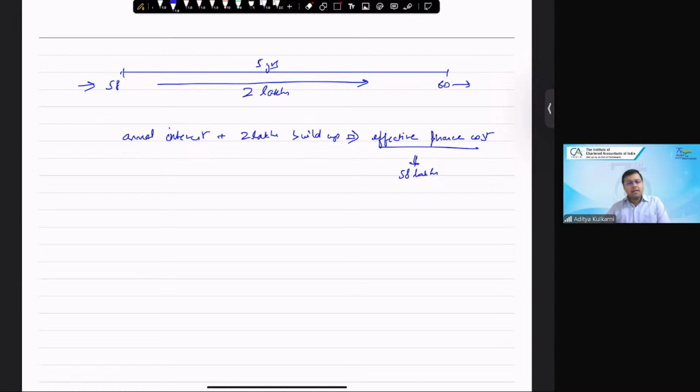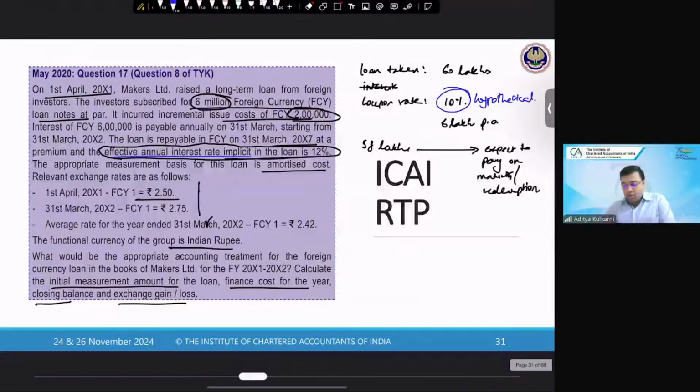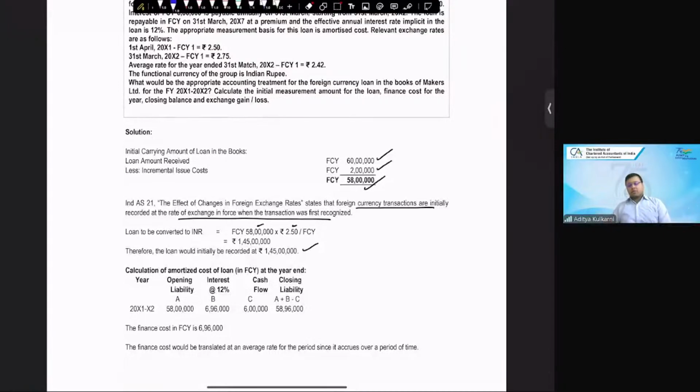It is slightly similar to that. When you do financial instruments, you will be able to get this working. So the effective finance cost, or effective interest rate, in this question is 12%. Are we okay with this? Yes, sir. Okay, so with this background, let us come to the question.